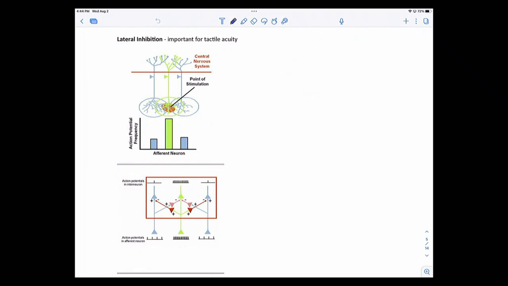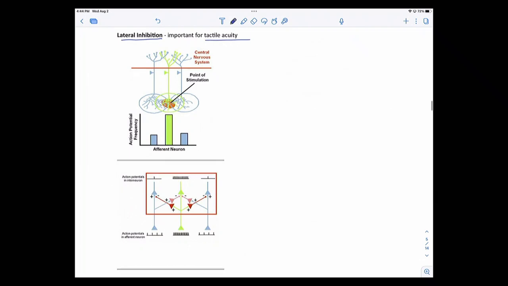My goal for this section is to help you understand the concept of lateral inhibition, very important for tactile acuity. You also see this theme in other sensory systems as well. You have lateral inhibition when it comes to your vision. You have lateral inhibition when it comes to hearing. Again, I'll talk a little more about that in the neuroanatomy course. But let's get down this concept of lateral inhibition.